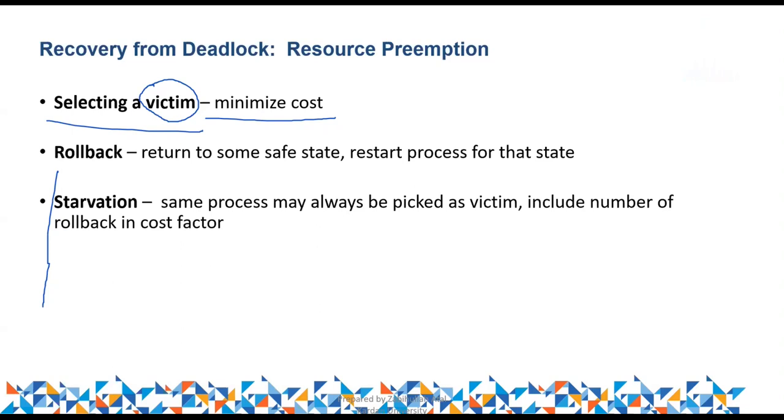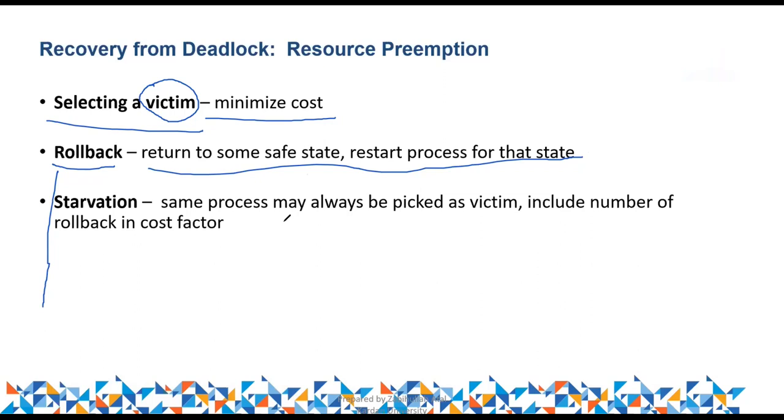The next is rollback. Return to some safe state, restart the process from that state. We have to restart all the processes, because we have to come back to the safe state. Sometimes the system will automatically kill all your open applications and your system will take a fresh breath, okay? You will ask why my application is closed. Actually, your system was in a deadlock situation and your system killed all your processes. Now it is telling you to open your applications one by one again.